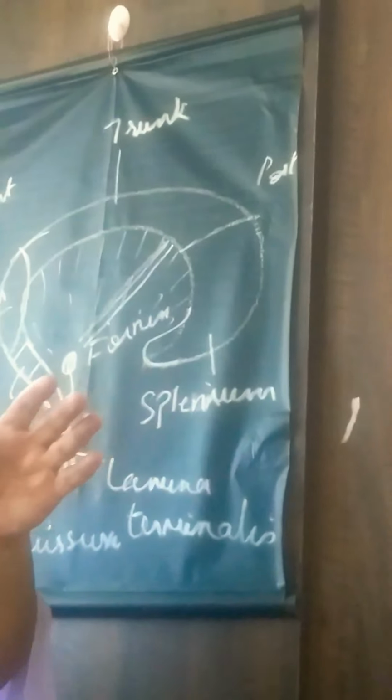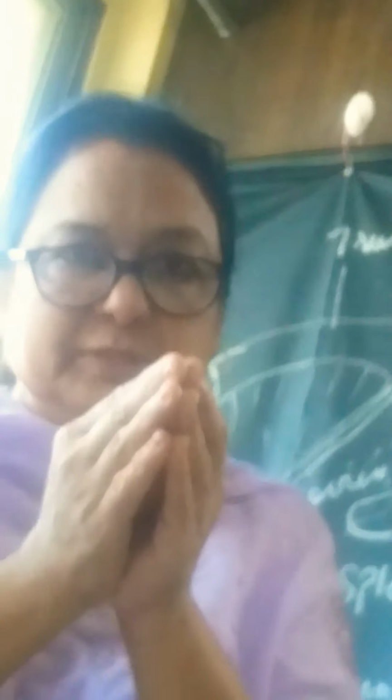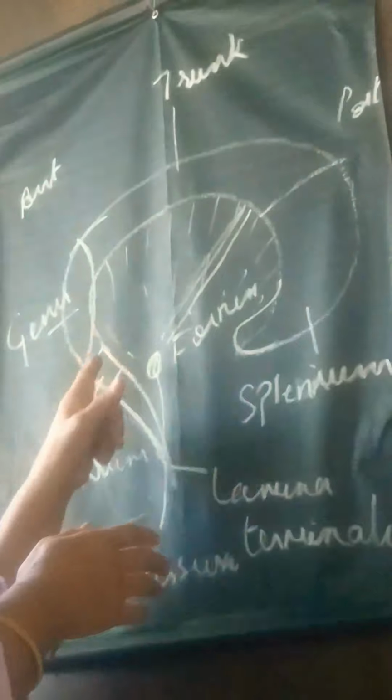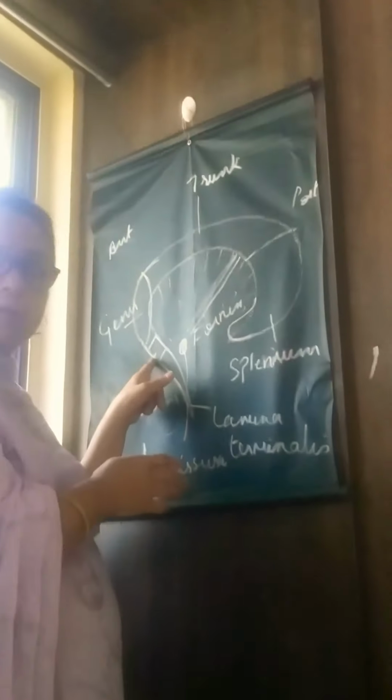To revise again, the corpus callosum is the largest commissure of the brain, which connects the two cerebral hemispheres, the right side and the left side. The parts of the corpus callosum are the genu, the trunk, the splenium, and over here the rostrum, a small portion.